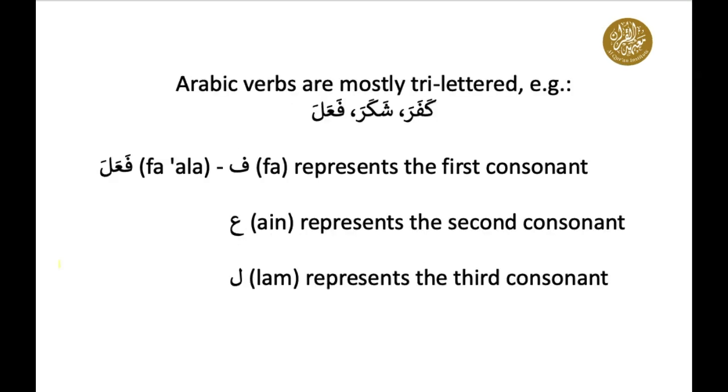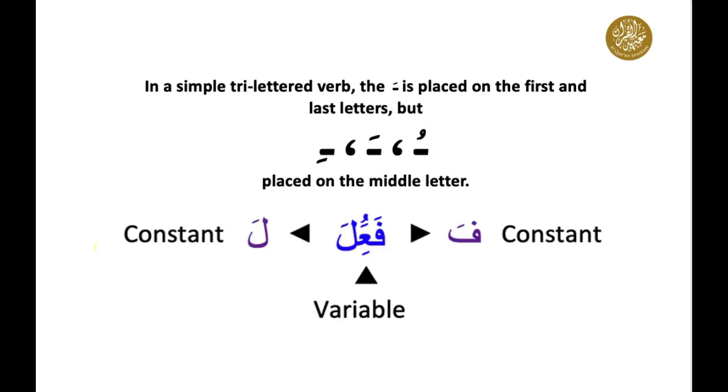Arabic verbs are mostly triletered. That is, they are based on the roots of three consonants like kafara, shakara, fa'ala. To indicate patterns of the verbs, grammarians use the letters of the verb fa'ala. The fa represents the first consonant, the ayn represents the second consonant, and the lam represents the third consonant. In a simple trilettered verb, the fatah is placed on the first and last letters, but dhamma, fatah, or kasra, any of them could be placed on the middle letter. So fa and lam are constant with fatah, but the ayn kalima could take dhamma, fatah, or kasra.